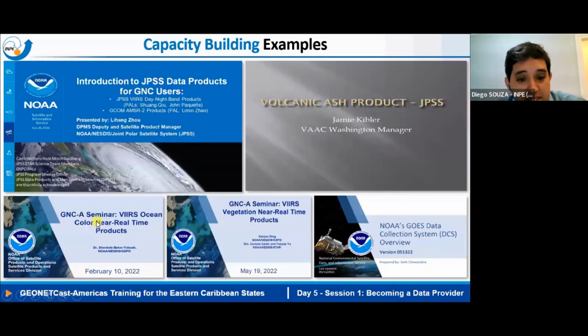And talking again about capacity building examples, for the products uploaded by NOAA, we have had many trainings during the user group webinars. As you can see here, we had an introduction to the JPSS data products, volcanic ash products, the VIIRS ocean color products, vegetation products, and the GOES data collection system platform. So we had several trainings throughout the years, okay?